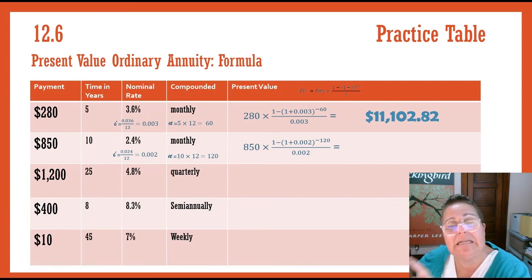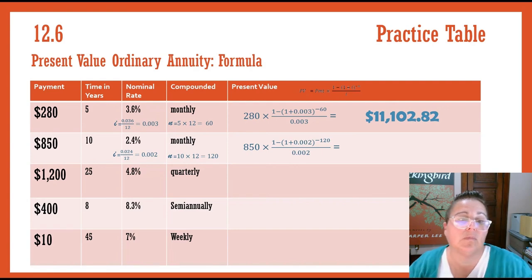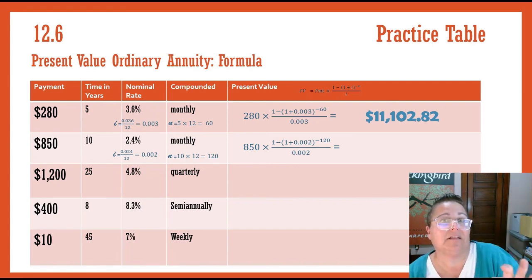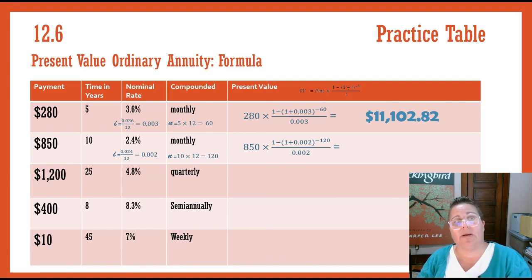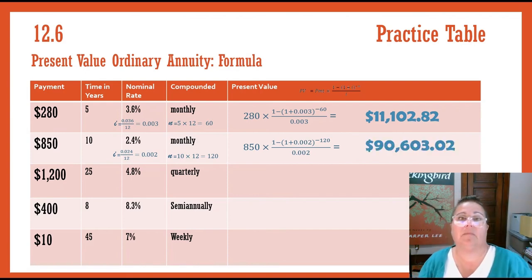Now do 1 minus that number. You can store it. You can do second answer. You can retype if you have to. Now take that number and divide it by 0.002. This answer should be less than 120. Now multiply that by 850. And you should get $90,603.02.